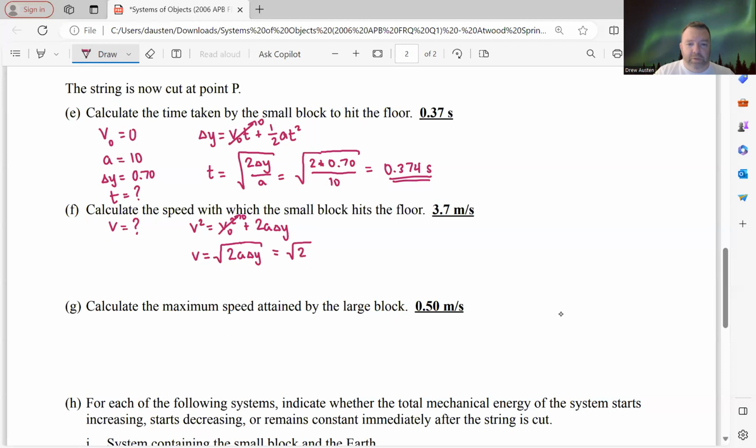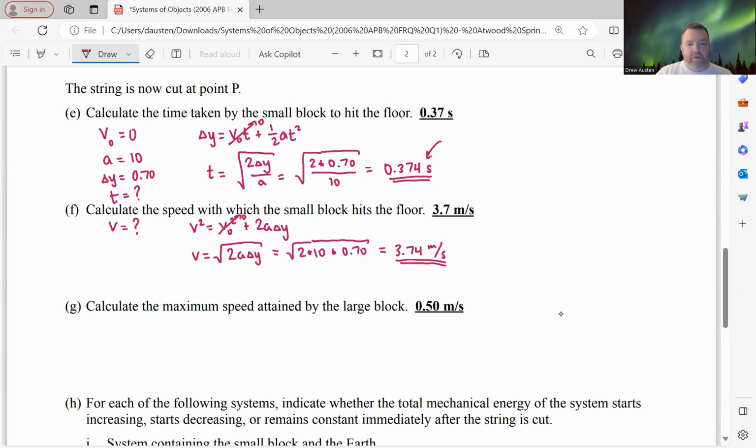This is going to be equal to 2 times a is 10 times delta y is 0.70. And we take the square root of all this stuff, and we're going to get 3.74 meters per second. And this should make sense because we could have gotten this much easier if we knew that for sure we had this answer correct. Since the acceleration is 10 meters per second squared, and it's accelerating for a time of 0.374 seconds, we could have just multiplied this 0.374 seconds by 10, and that would have got you this answer directly.